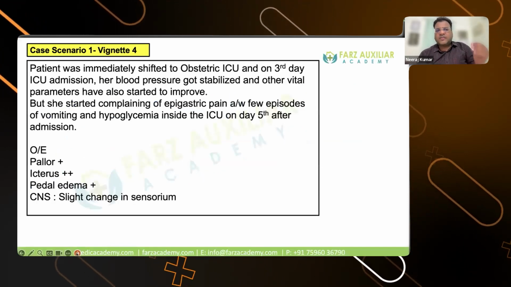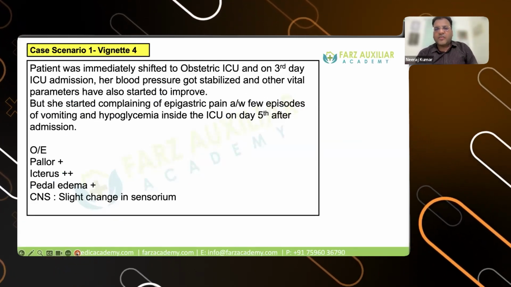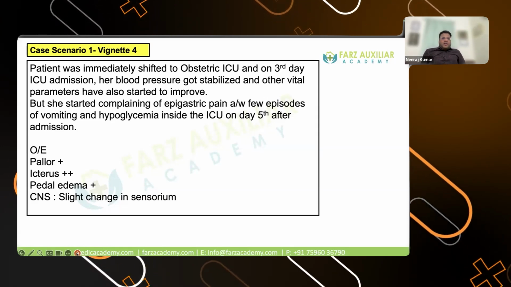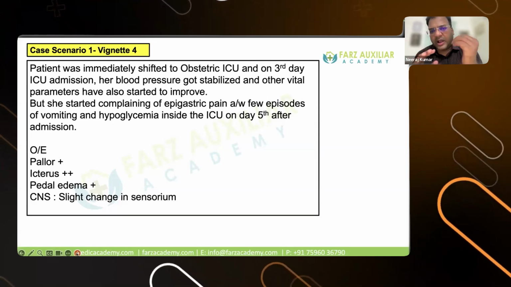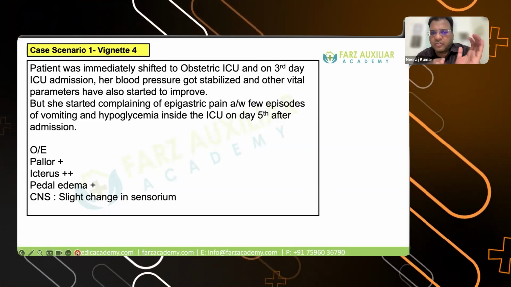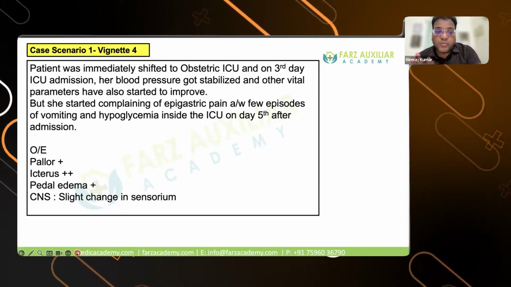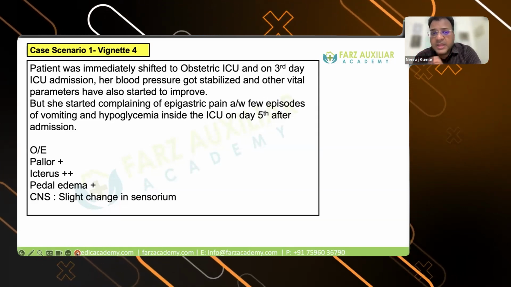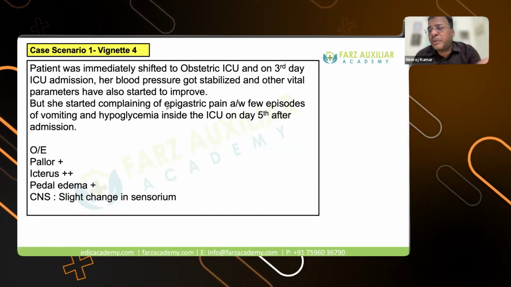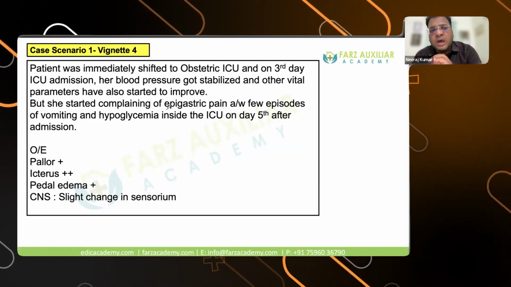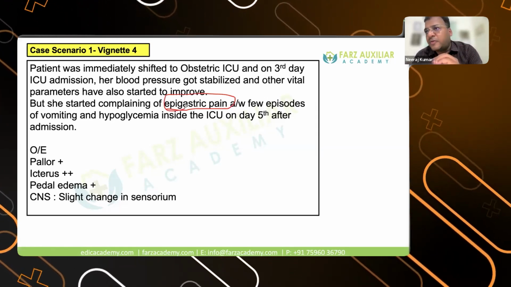Okay, now the similar case: this patient was shifted after the amniotic fluid embolism was managed, and then shifted to the obstetric ICU. On the third day of ICU admission, as I already discussed, the blood pressure was stabilized and other vital parameters had also started to improve. But now, initially she was complaining of right upper quadrant pain, so we thought of HELLP syndrome. Now this patient was complaining of epigastric pain with a few episodes of vomiting.